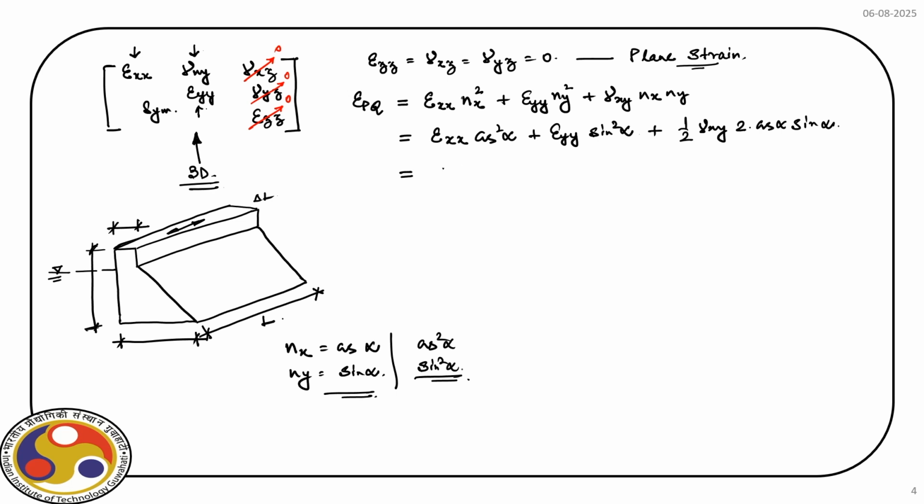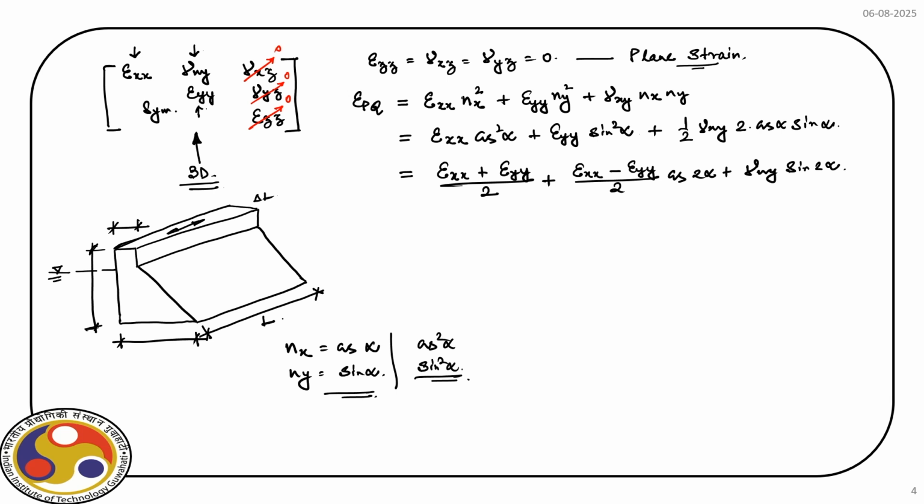And then the simplified expression will be epsilon xx plus epsilon yy divided by 2, plus epsilon xx minus epsilon yy by 2 cosine of 2 alpha, plus gamma xy sine of 2 alpha. Exactly similar expression was derived in case of the plane stress problem.